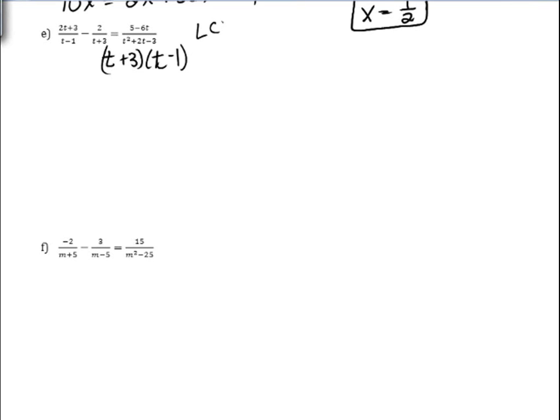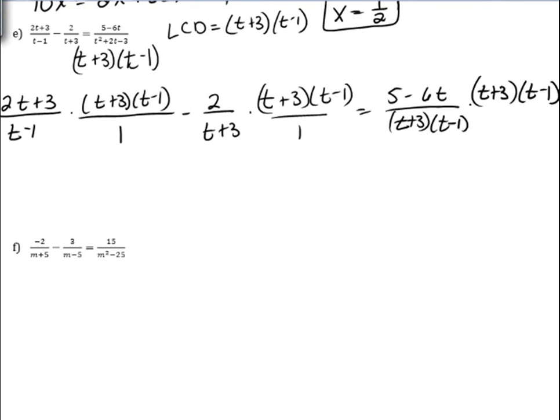Then we need to find our LCD. We have a t minus 1 and a t plus 3 here, and the same thing in this last expression. And so that's our LCD, t plus 3 times t minus 1. So we're going to multiply everything in our equation by our LCD, t plus 3 times t minus 1.